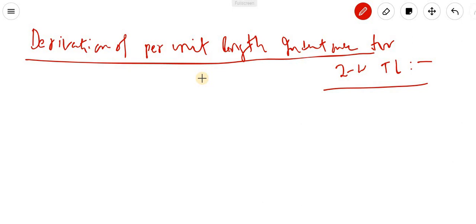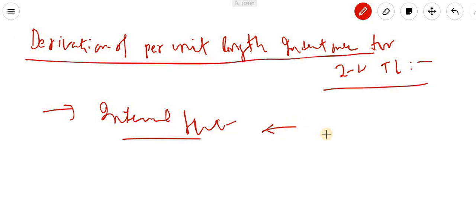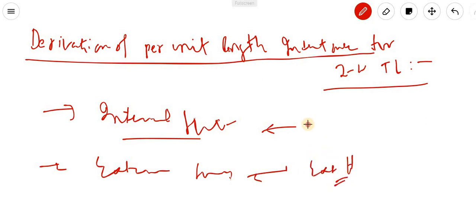Okay. So before going to derive this expression, we know the internal flux linkages happen due to the internal magnetic field intensity, and the external flux linkages happen due to the external magnetic field intensity. This is the internal magnetic field intensity, and this is the external magnetic field intensity.